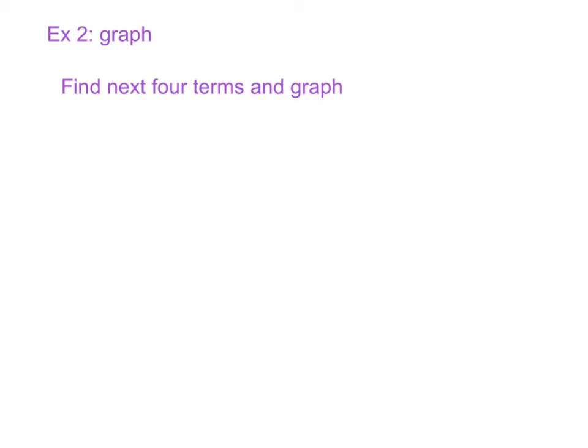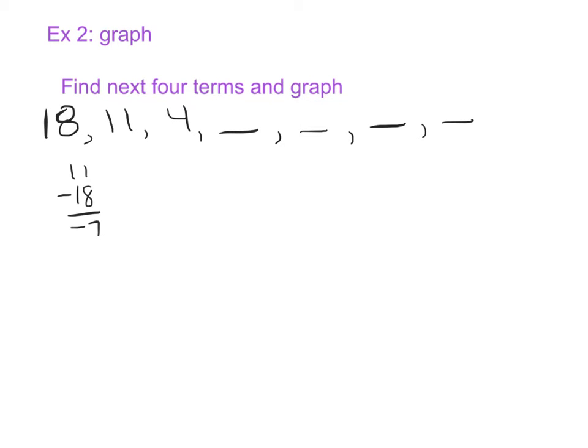Let's go ahead and take a look at the numbers 18, 11, 4, and we're supposed to find the next 4 numbers. So let's see if there's an arithmetic sequence here. So 11 take away 18 is negative 7, and if I follow through, it does come into play that negative 7 is the pattern. So if we follow this arithmetic sequence with my common difference being negative 7, we get the next 4.